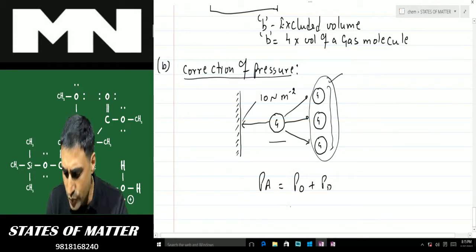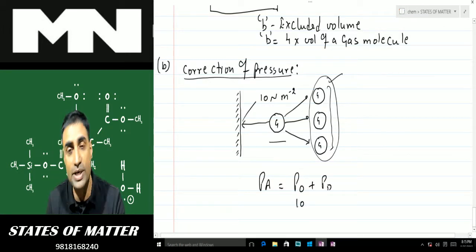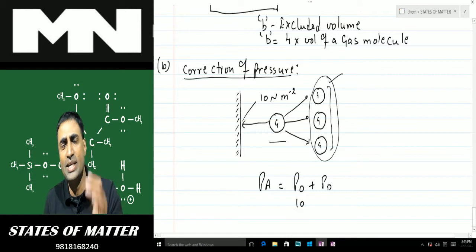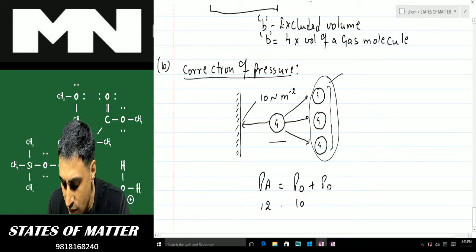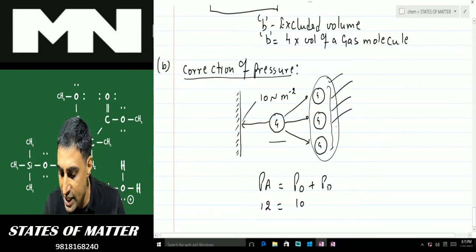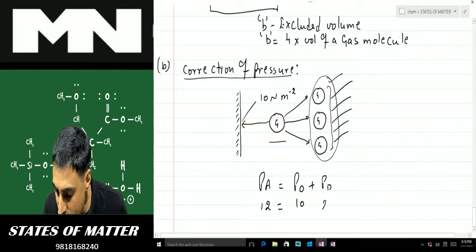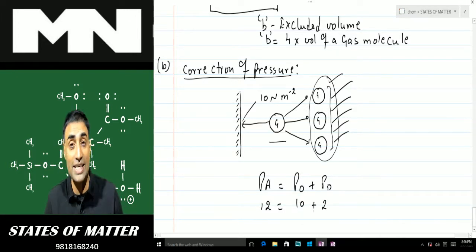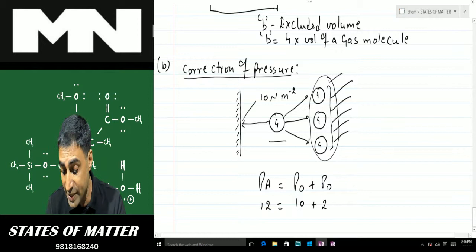Here in this case, we can say that the pressure which we are observing is say 10 Newton per meter square. And had there been no gas molecule behind it, the pressure would have been 12. That means these gas molecules which are here are attracting and decreasing the pressure by 2 atmospheres. So the decreased pressure is 2 atmospheres. We'll see the factors on which this decreased pressure depends.